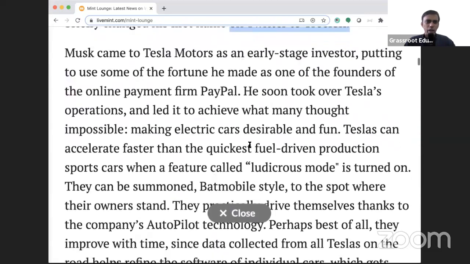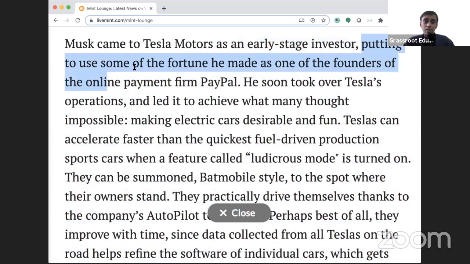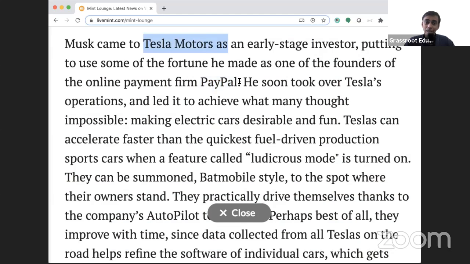Okay, good. Now, Musk came to Tesla Motors as an early stage investor. Okay. Putting to use some of the fortune he made as one of the founders of online payment firm, PayPal. So Elon Musk initially started this company, and then the money that he made from this company, he invested in Tesla Motors. Then what happened?